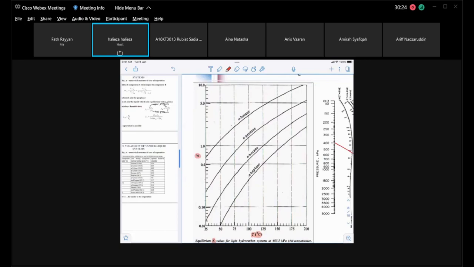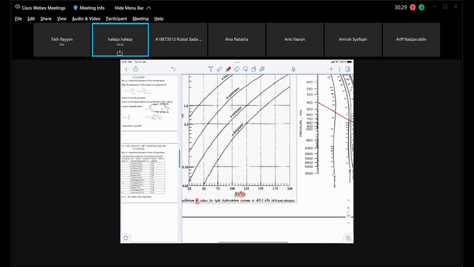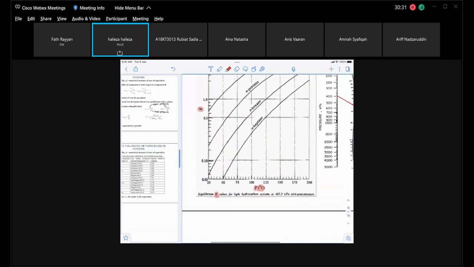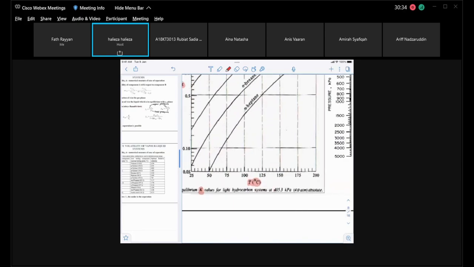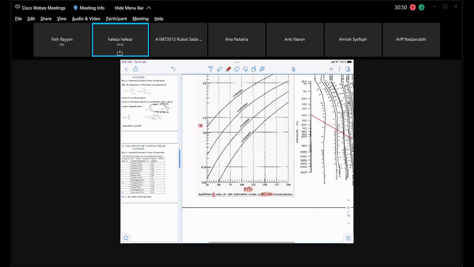Okay, so you can also use this graph. Now let's look at the graph over here. This graph is specifically for 405.3 kilopascal, that is about 4 atm, because the K constant, the equilibrium constant, depends on temperature and pressure. So if you need more than one pressure, then you need more than one graph, like the type of graph on the left-hand side.